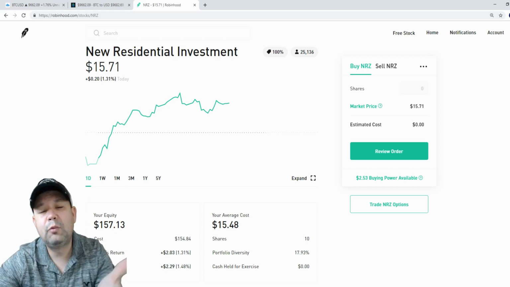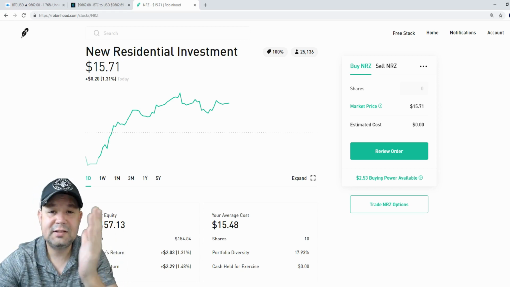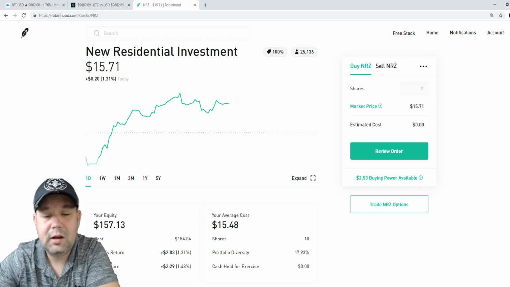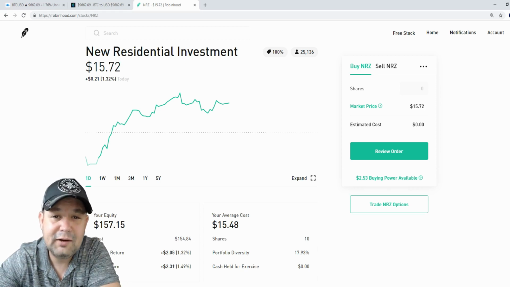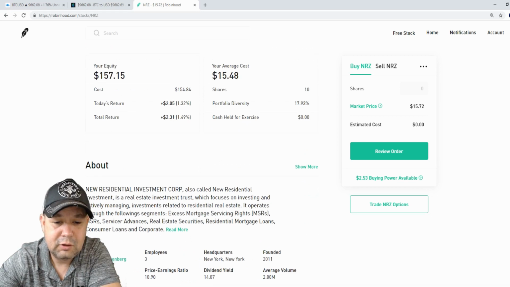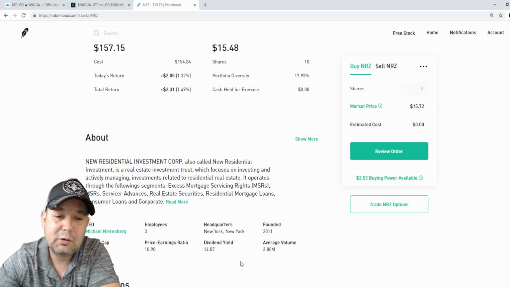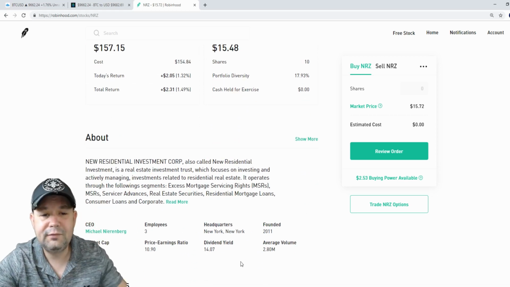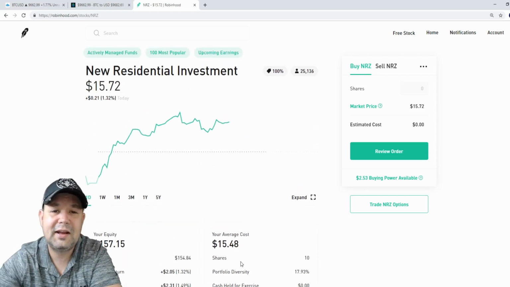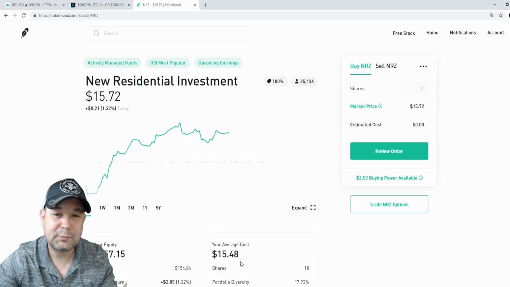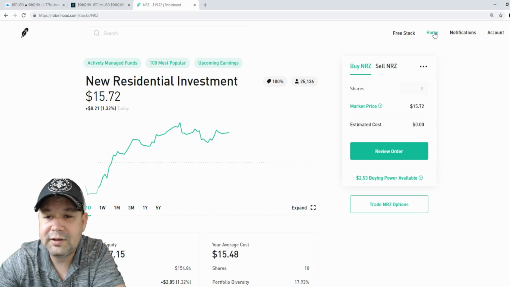But this is one we got into. It's a dividend / REIT play. They pay a very, very good dividend. We can scroll down and look at it. 14.07%. Very, very good dividend. I think that equals out to about 50 cents per share. So back to the homepage.